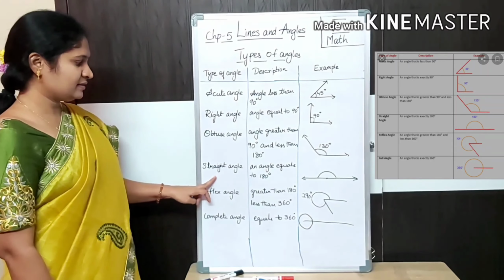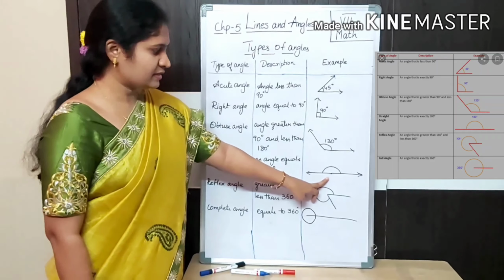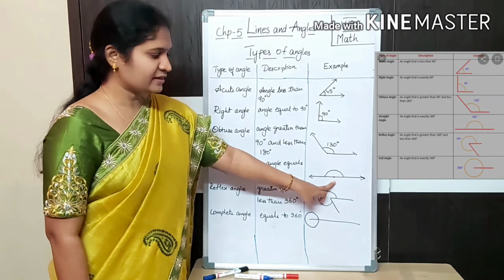And the next angle is straight angle. An angle exactly equal to 180 degrees is a straight angle. Here if you see the example, it is a straight angle. It is exactly equal to 180 degrees.